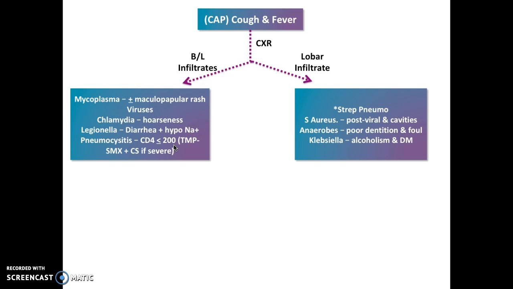You might have a scenario where a patient had a virus and then they suddenly get much worse because they have a Staph aureus infection. These can be really nasty because they can create cavitations inside the lungs, which show up as little nodules around cavities in the x-ray. Conversely, if a person has really poor dentition, they might get some anaerobes, and their sputum will be really foul, is how they describe it. Klebsiella is associated with alcoholism and diabetes mellitus.